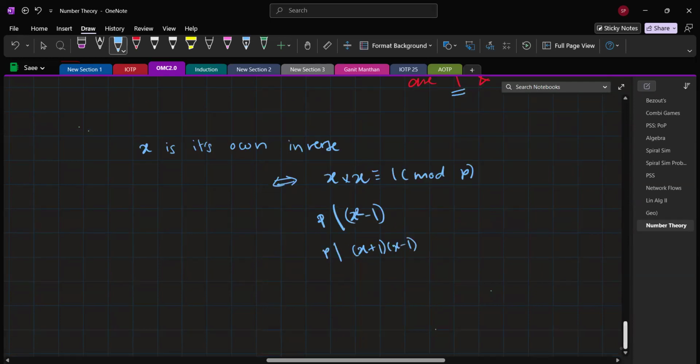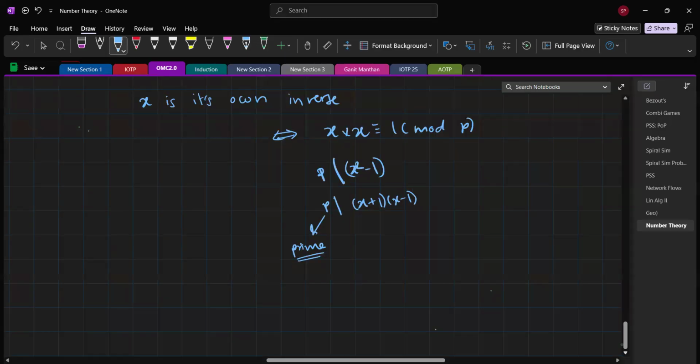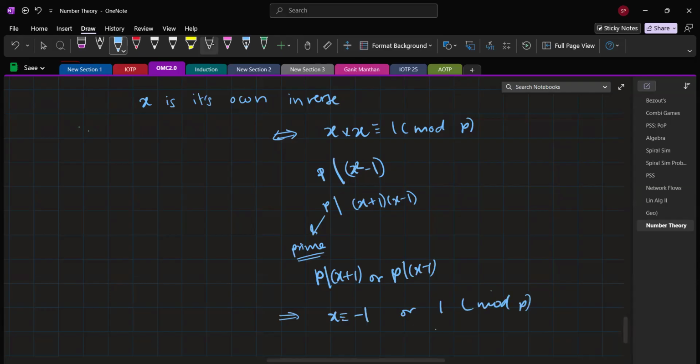But we know that p is a prime. What does that tell us? Therefore, p divides either x plus 1 or x minus 1. So p has to divide one of these, which implies that x is either minus 1 or 1 mod p. That's exactly what we wanted to show.